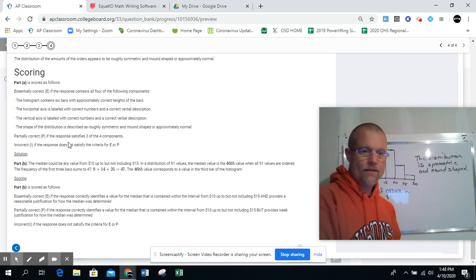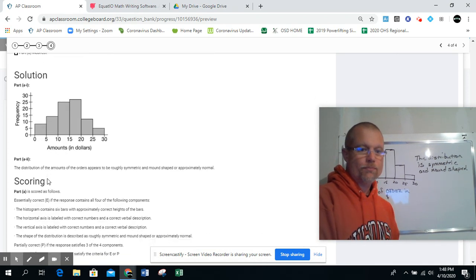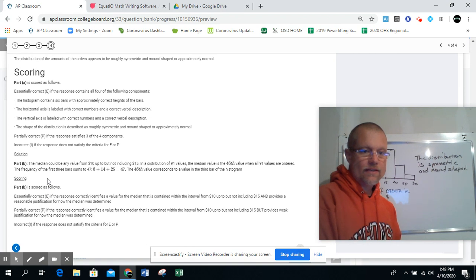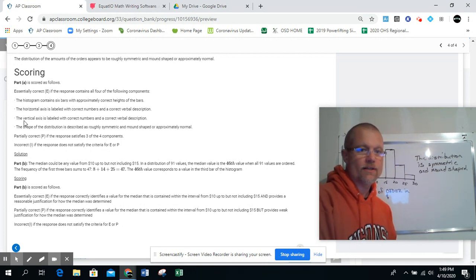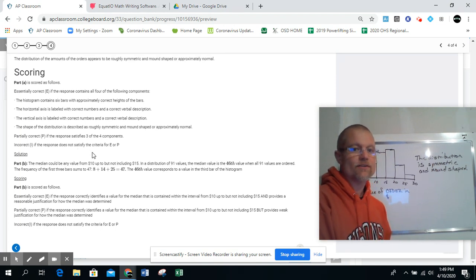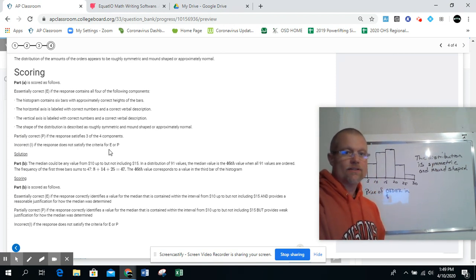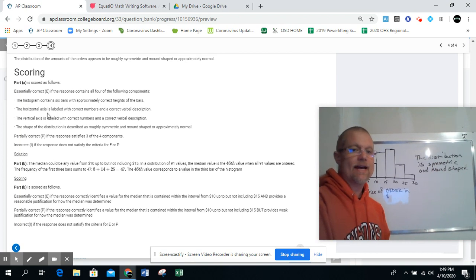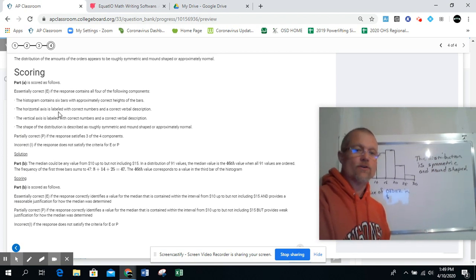But you have to, okay, this thing is essentially correct if all 4 of the components are there. Partially correct if 3 of the 4, and it's incorrect if it doesn't have 3 or more. So if you think about it, if you didn't label the axes, you're at incorrect automatically. You can't forget to label your graph. You got to have it on there. If they ask you to make a graph, make a good graph.